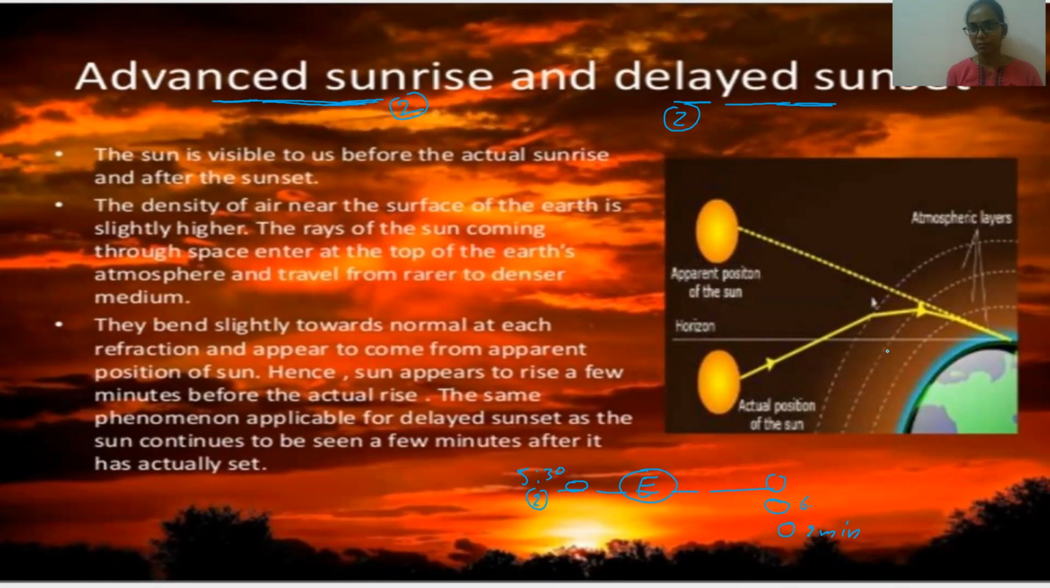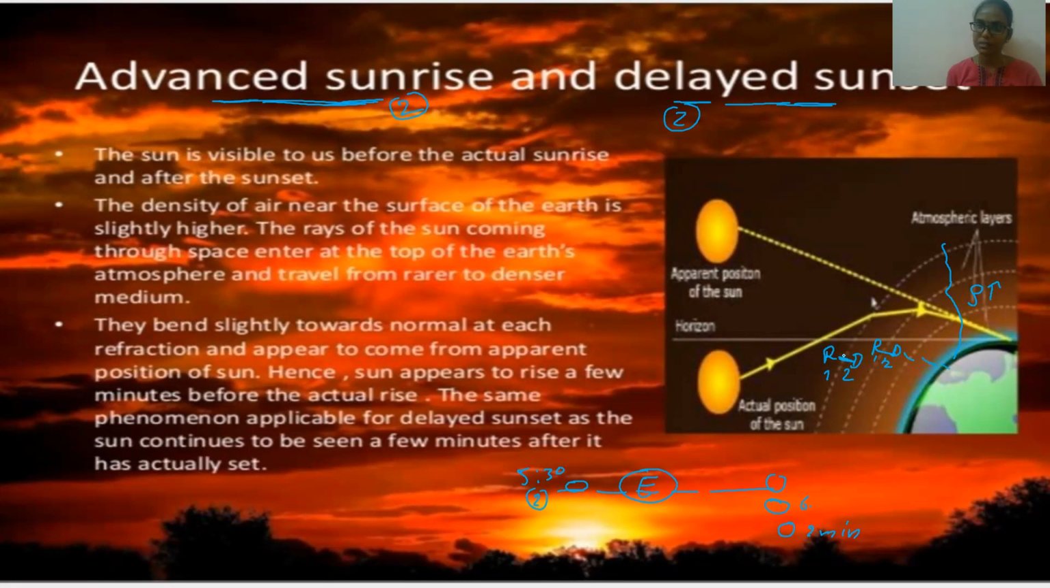As you know, as we go higher and higher in altitude, what happens, children? The density goes on decreasing. So that means this area is rarer and this is denser. Compared to first and second, you take this is first and second, this is rarer to denser. Again, you take this is first and second. Again, this will act like a rarer and it will act like a denser. Like that, it will keep on changing.